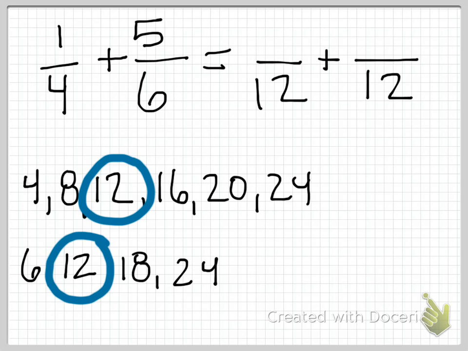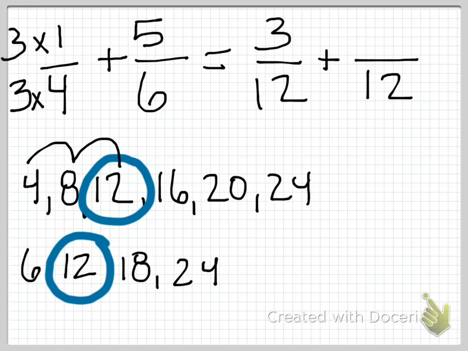So we ask ourselves, what did we multiply 4 by to get to 12? Well, 4 times 3 was 12. Whatever we multiply the denominator by, we multiply the numerator by. 1 times 3 is 3. Well, what do we multiply 6 by to get to 12? 6 times 2 is 12. Whatever we do to the denominator, we do to the numerator. 5 times 2 is 10.